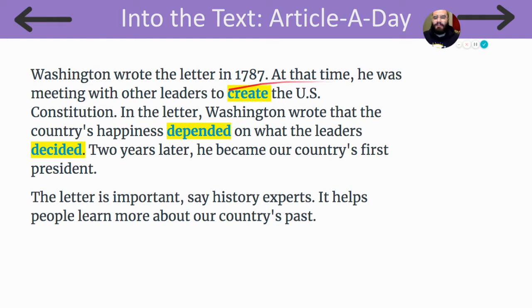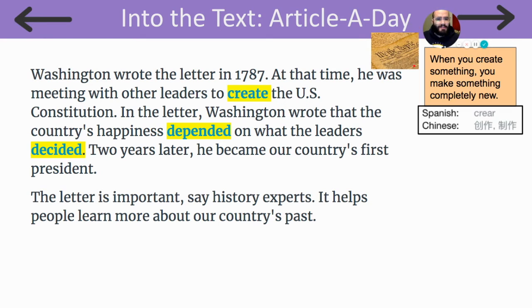At that time, he was meeting with other leaders to create the U.S. Constitution. There's the U.S. Constitution, and when you create something, you make something completely new. In Spanish, we say crear. So he was making the Constitution for the very first time.